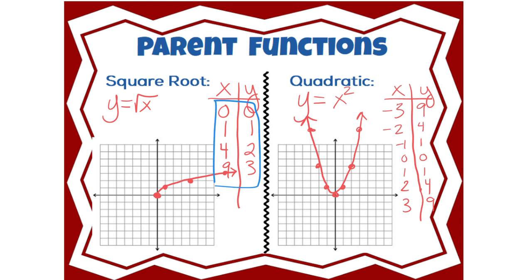And squaring and square rooting are inverse operations. So really, if you just remember the quadratic and just remember the square root is the opposite of that, instead of going over 2, up 4, you're going over 4, up 2.